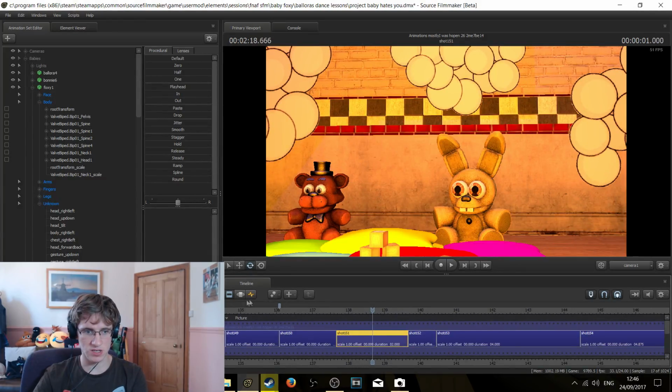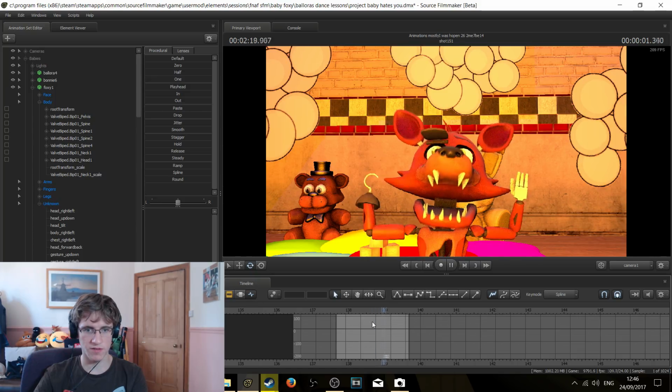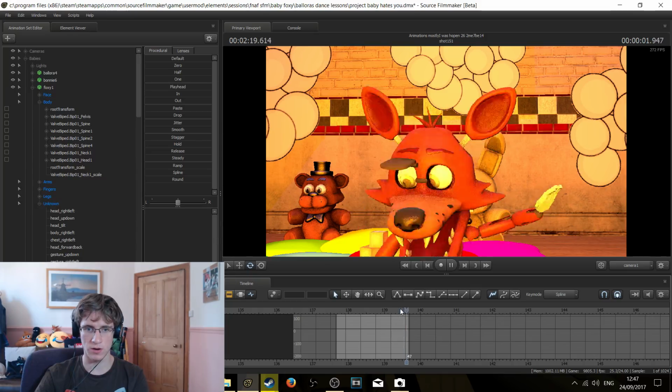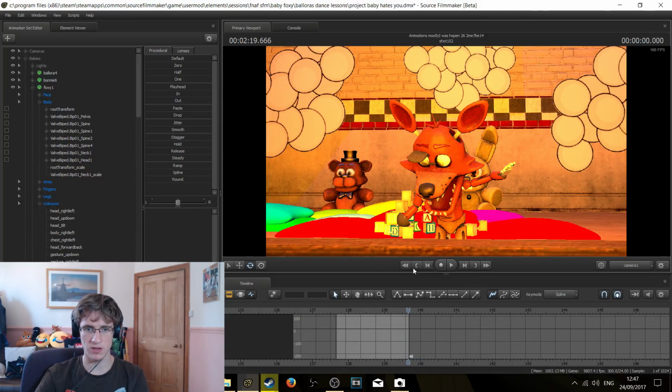And then here I just had Baby Foxy, with some more keyframing. I just had him lean up slightly with the spine, the arms and the jaw, and the head as well. Then I just had him lean down again really. And then I have him start to stumble a little bit here, and then we go into the next scene.